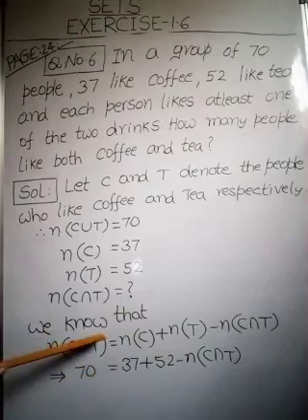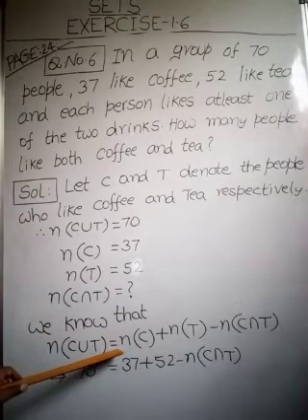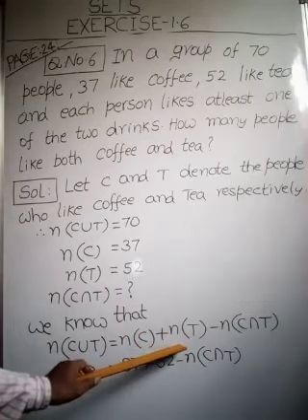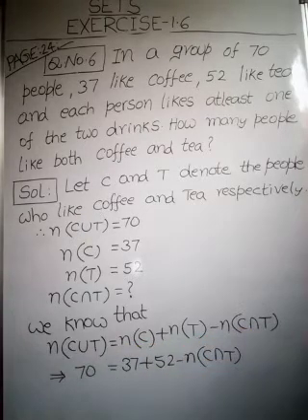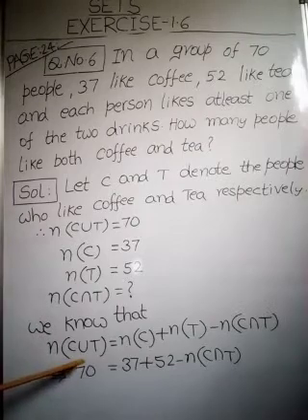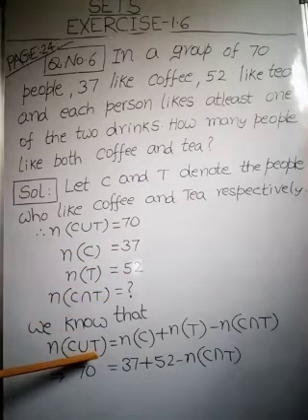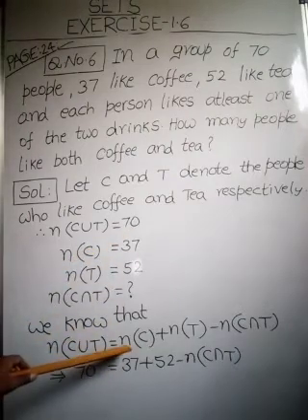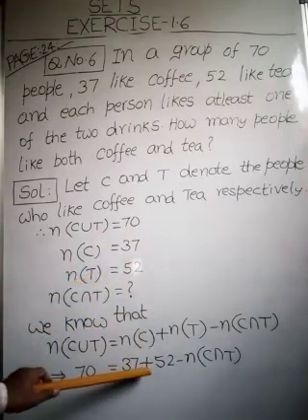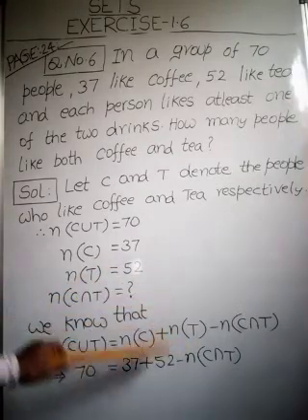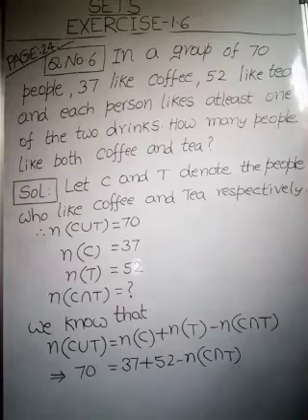Right. We know that N of C union T is equal to N of C plus N of T minus N of C intersection T. With the help of this formula, we find N of C intersection T. So in this formula, we substitute the values. What is N of C union T? 70 is equal to, what is N of C here? 37 plus what is N of T here? 52 minus N of C intersection T. We don't know its value. Now we have to solve this equation for finding the value of N of C intersection T.